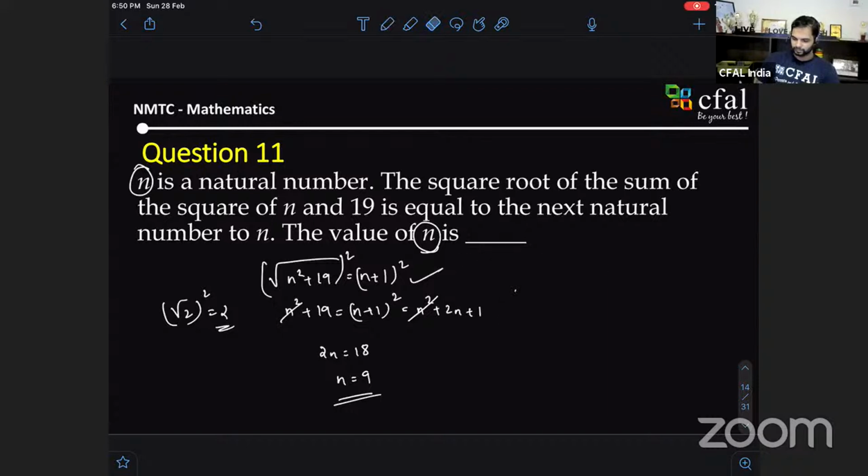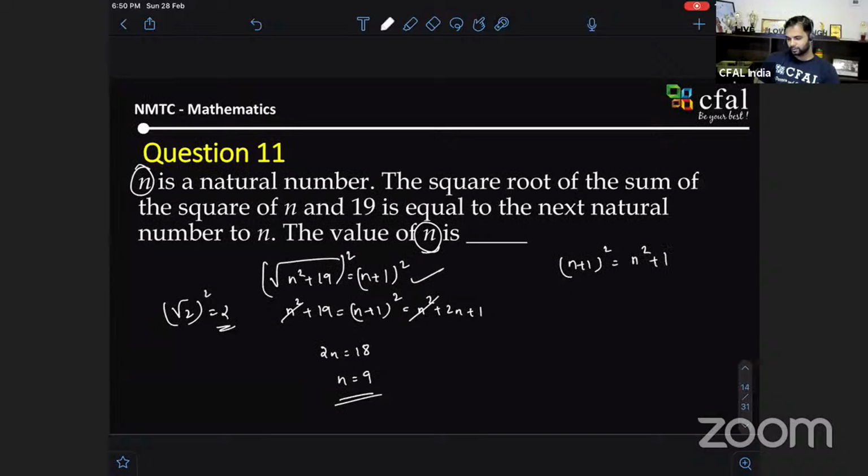So how did you write n plus 1 whole square as n square plus 2n plus 1? a plus b whole square is a square plus b square plus 2ab. That's all. Okay, sir, I understand. Thank you.